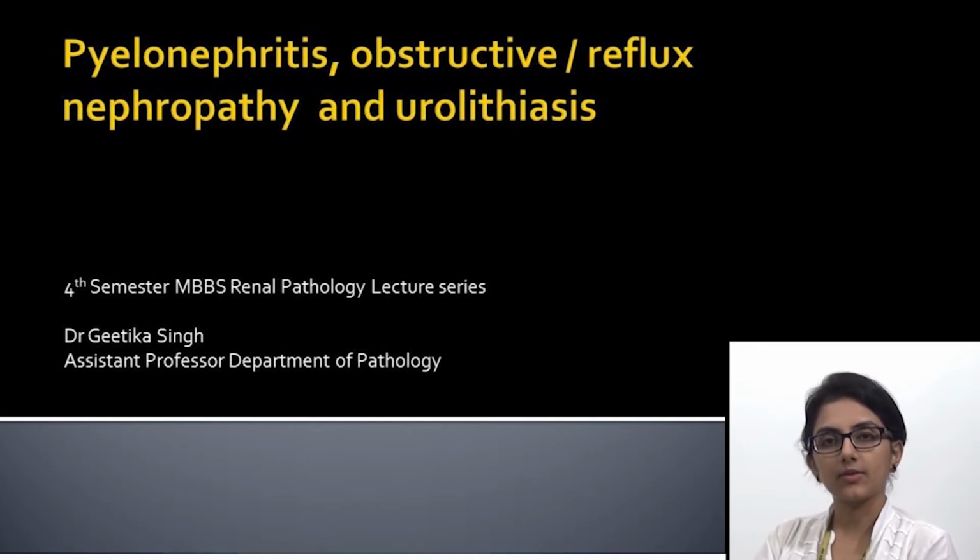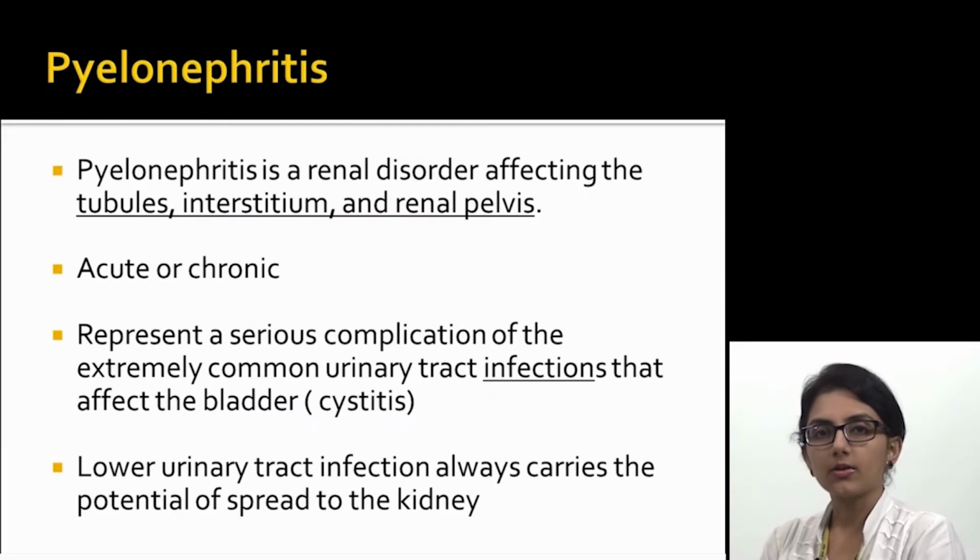Welcome to the series in renal pathology, and today we will be discussing pyelonephritis, obstructive and reflux nephropathy, and urolithiasis. Let's talk about the entity called pyelonephritis. Like we talked about tubular interstitial nephritis in our last lecture, pyelonephritis is a renal disorder which affects, along with the tubules and interstitium, the pelvis as well.